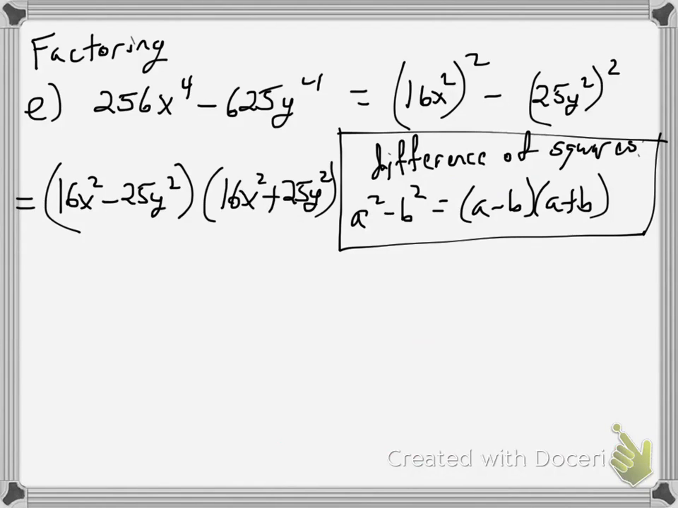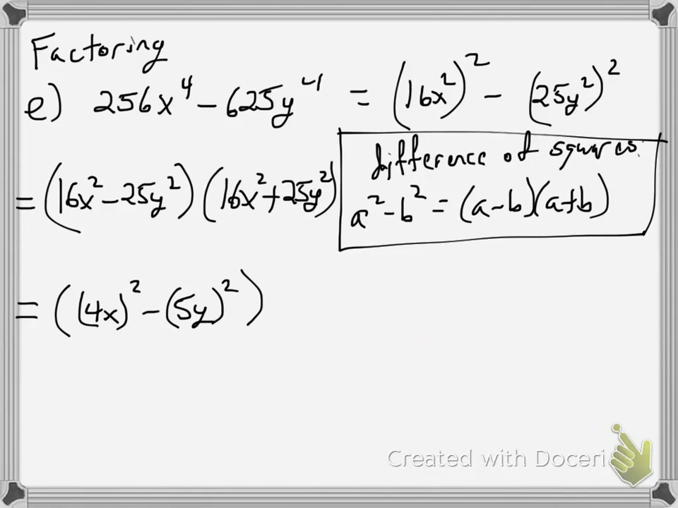Okay? And then they're trying to be tricky with this problem. 16x squared minus 25y squared, that is a difference of squares. So we have to factor it one more time. So I'm going to go ahead and write it so you can see the two bases. So 16x squared is the same thing as 4x quantity squared. 25y squared is the same thing as 5y quantity squared.